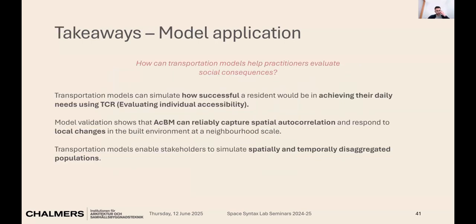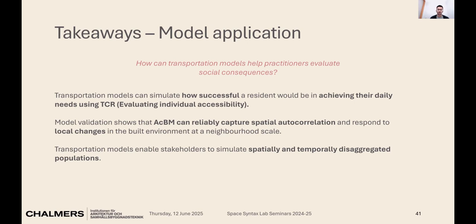So some of the takeaways from this model application: the initial question that we asked was how can transportation models help practitioners evaluate the social consequences of the neighborhood? And the way we decided to approach that was using accessibility as a proxy of what we can call success in achieving their daily needs. And we found that these models can be quite useful if used along with the traditional planning process.